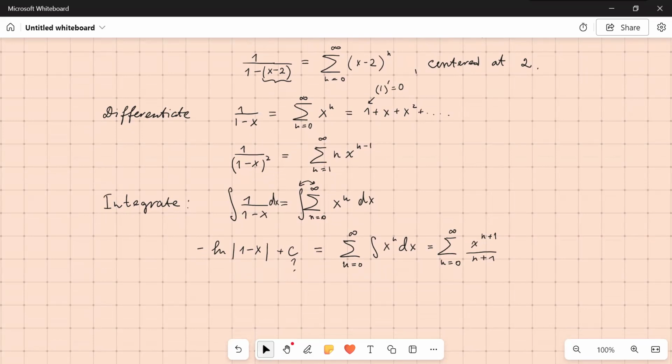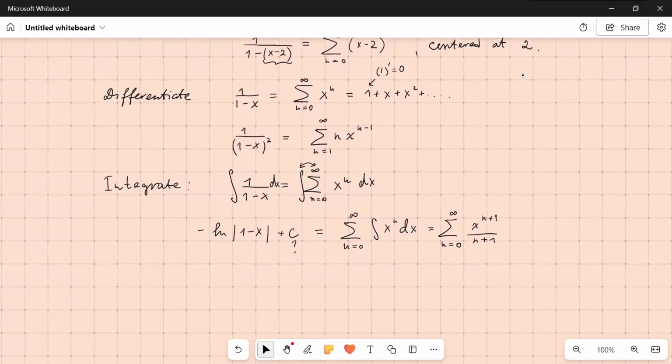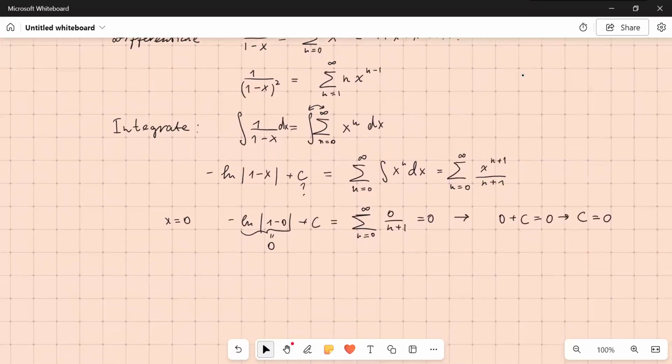The question is how I'm going to figure out the constant. I'm going to plug in certain x into my expression. I'm going to plug in x equals 0. It's supposed to be a true statement. So minus ln of 1 minus 0 plus a constant equals sigma of 0 to the power of n plus 1, from 0 to infinity. Well, the sum of zeros is going to give me 0. ln of 1 is equal to 0. So 0 plus constant equals 0, from where constant equals 0, and I got a very nice representation.